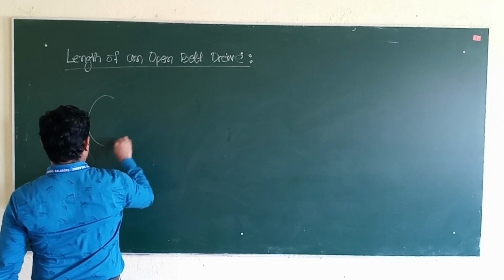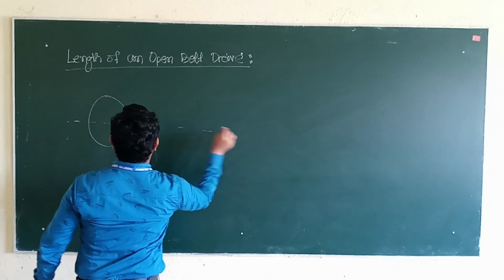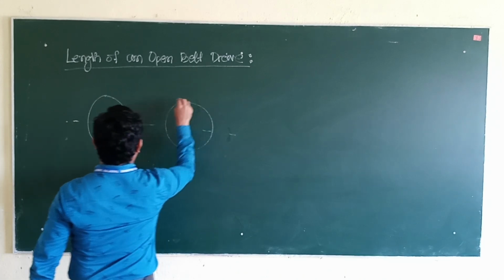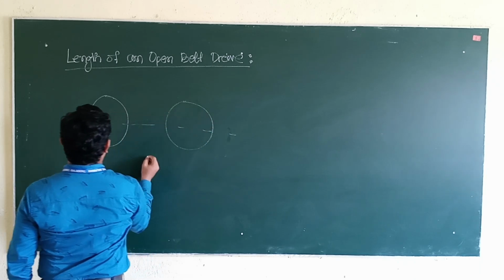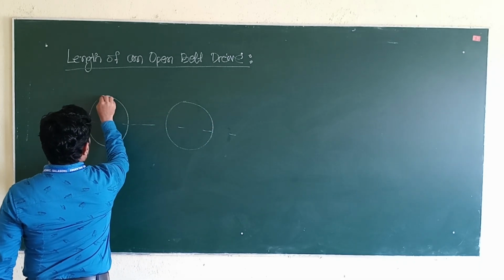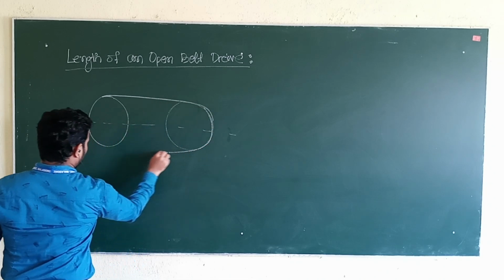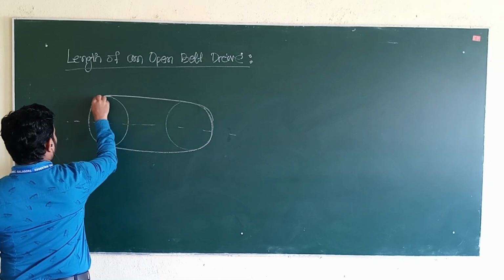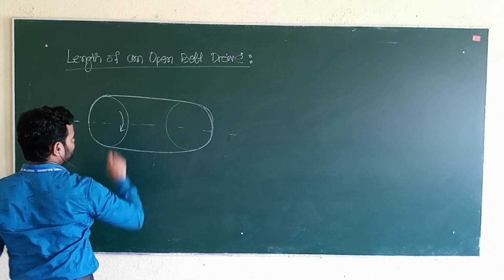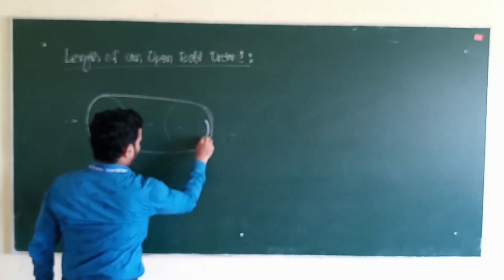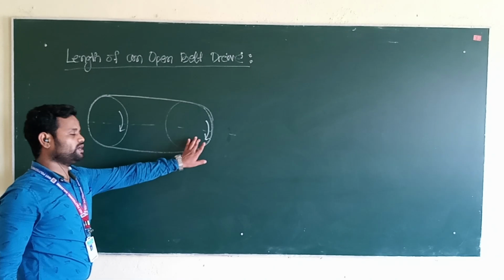In the case of an open belt drive, you know that there are two pulleys. One is the larger pulley, and one is the smaller pulley. The two pulleys rotate in the same direction. That means if one rotates in the clockwise direction, then the other one is also going to rotate in the clockwise direction.